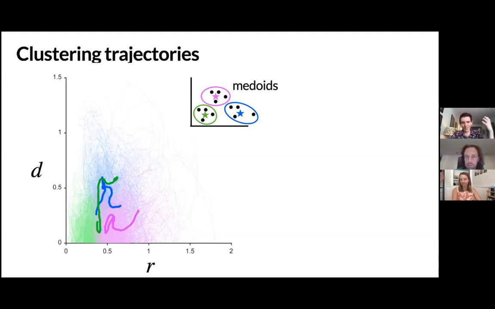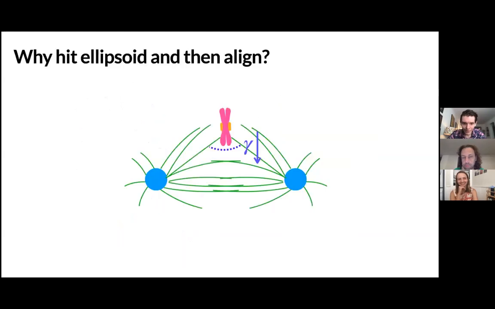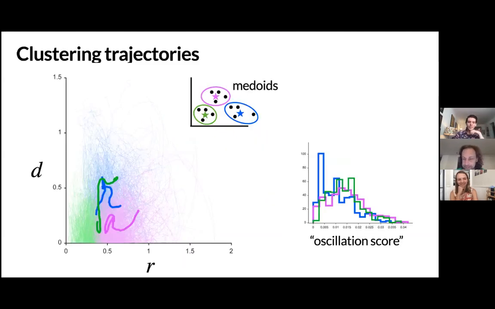So if these are the centers, after doing some clustering on the raw trajectories, do these have any meaning at all? And as a sanity check for that, we just said, okay, well, if you look at how much these oscillate, is there any difference in the ultimate fate of these? And I guess what I'm saying is we don't have a super decisive answer, but we can at least say that those blue trajectories seem to oscillate far less than the others. And maybe that's an indicator that the trajectories themselves can tell us about the ultimate fate of the chromosomes.